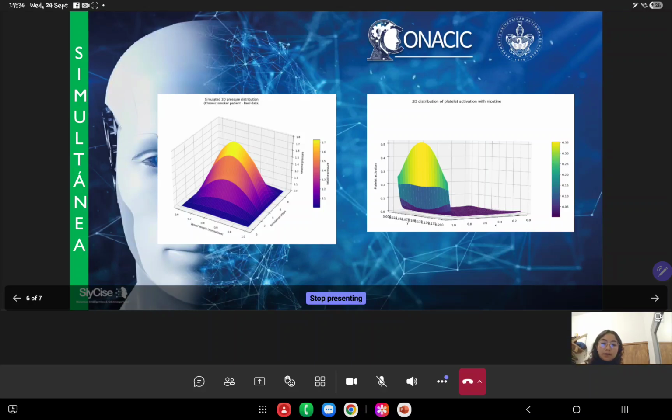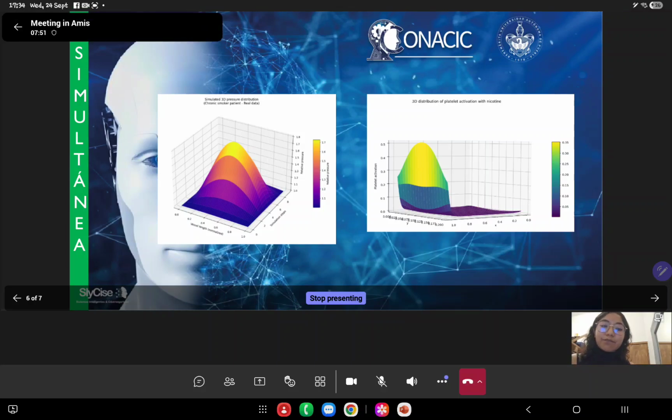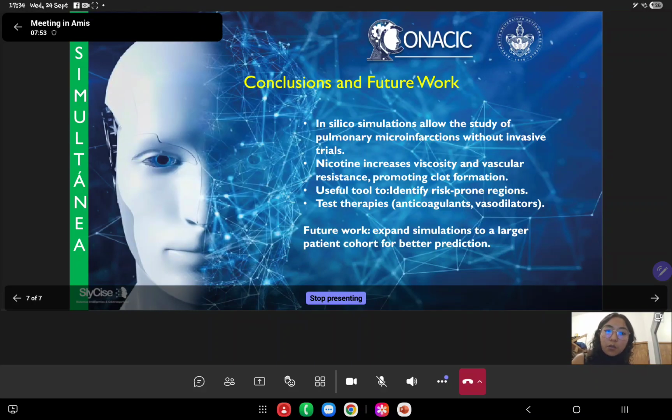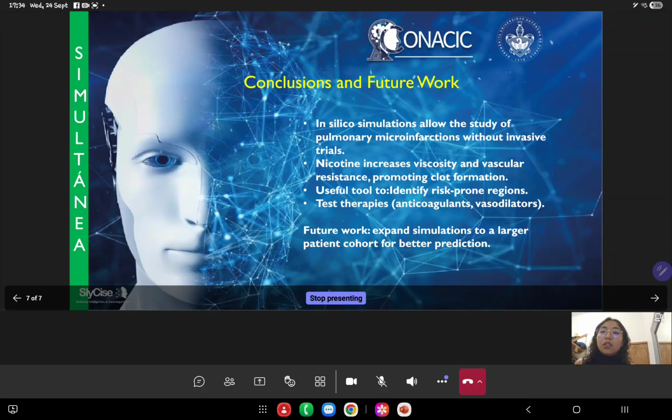So, the conclusion and future work. The in silico simulations allow the study of pulmonary microinfarctions without invasive trials. For conclusions and future work, our study demonstrates that in silico studies can model the hemodynamic changes caused by nicotine and their pulmonary microinfarctions.